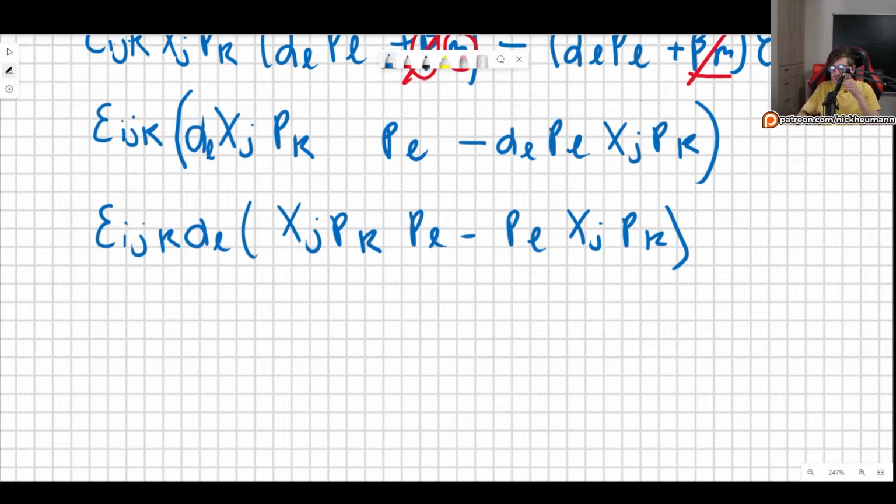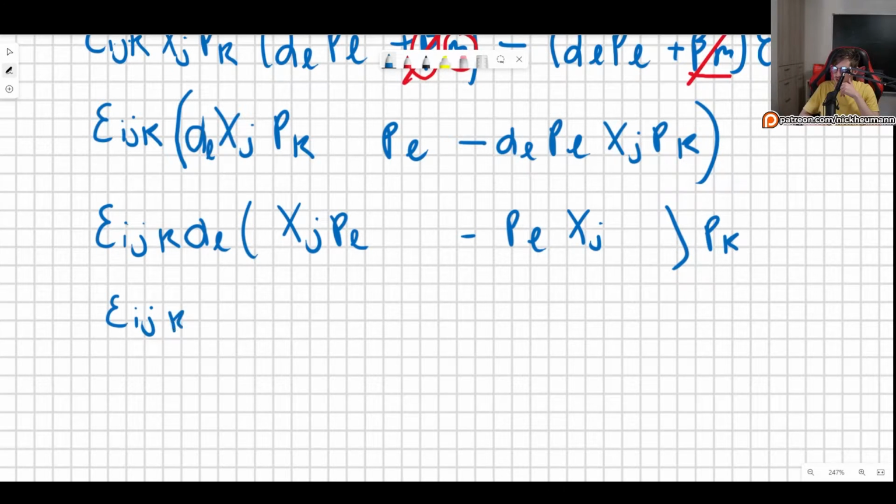The order does not matter. So for that reason, you can simply change the order of derivatives right there. So you can say, okay, this is going to be PL and this is going to be PK, and thus we can simply factor out the PK right there. And what we are left with is a commutator, right?